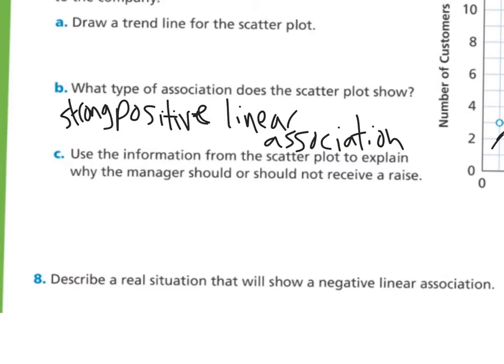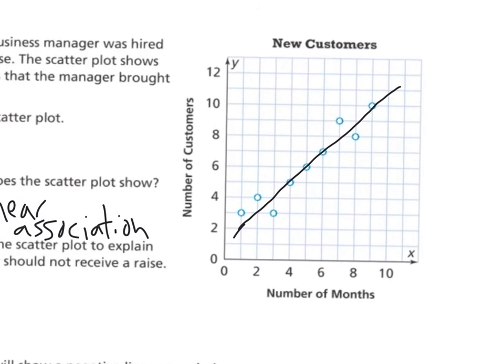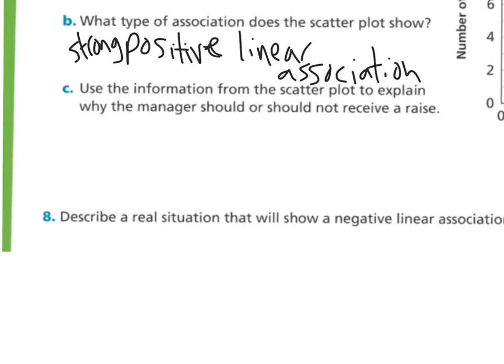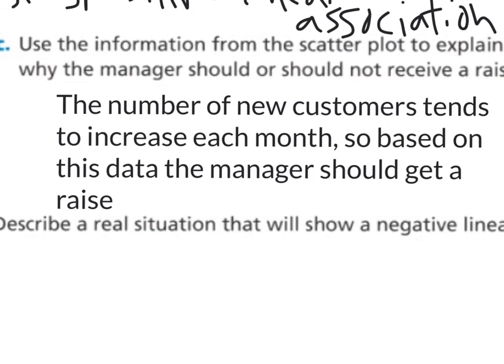And then number 6, use the information from the scatter plot to explain why the manager should or should not receive a raise. So this is the number of months is our X, and then the number of new customers. So you can see, as time's going on here, they're getting more and more new customers every month. And so that would probably indicate that they should receive a raise. So something like this, number of new customers tends to increase each month. So based on this data, the manager should get a raise.